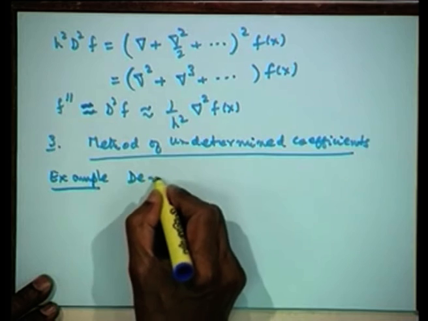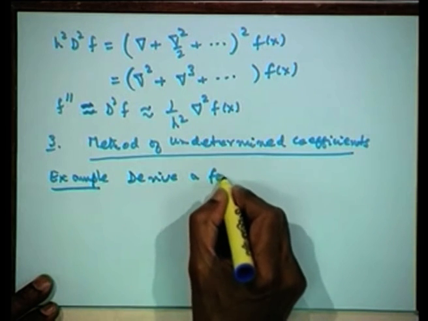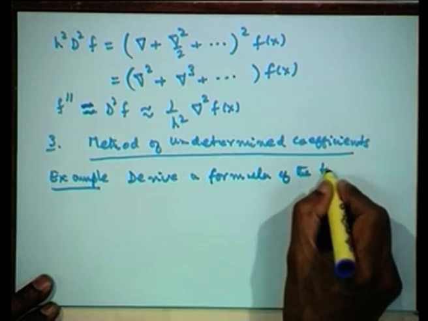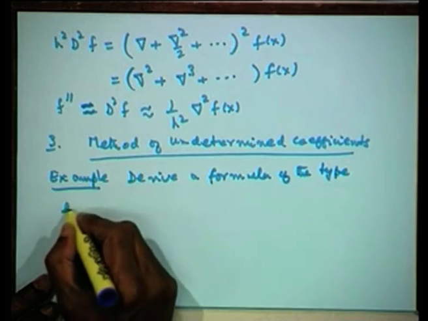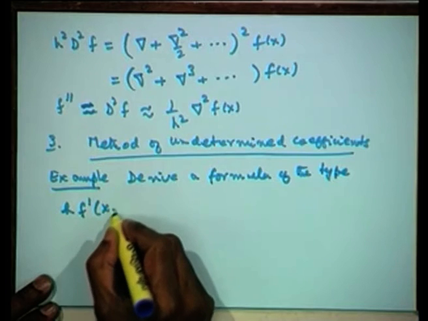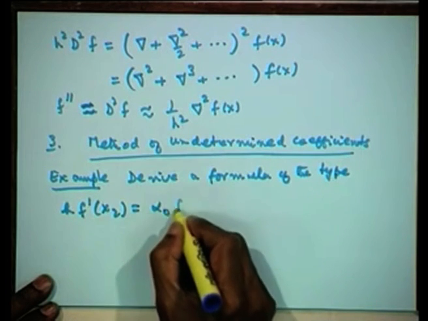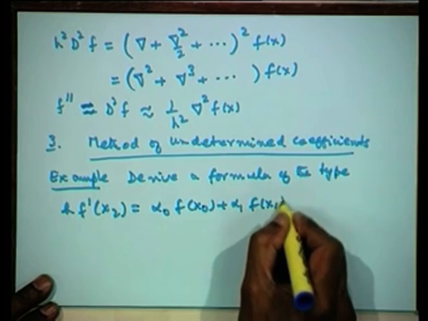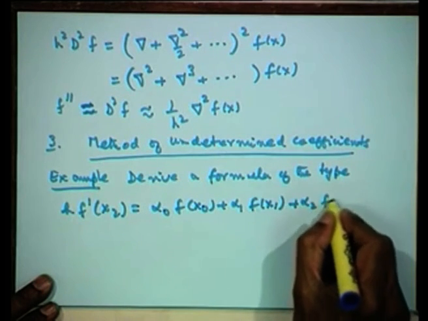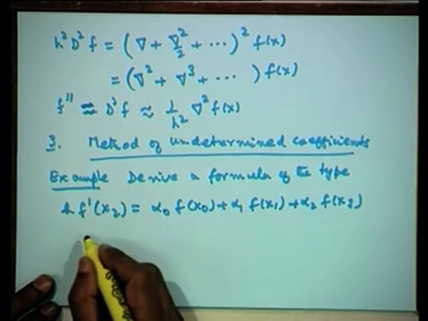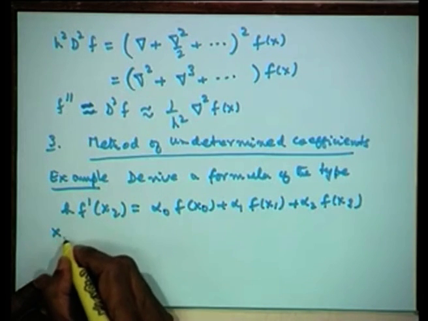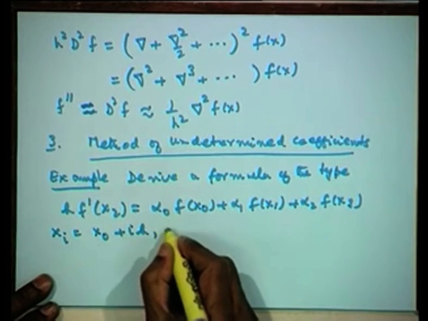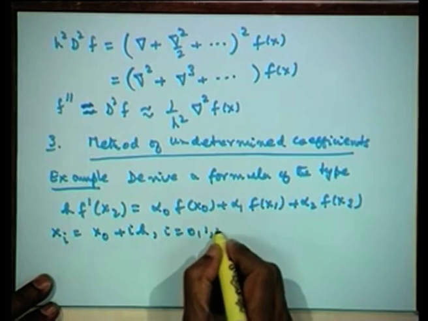Now, derive a formula of the type h f dash x 2 is alpha naught f x naught plus alpha 1 f x 1 plus alpha 2 f x 3, where x i is equal to x naught plus i h, i is equal to 0, 1, 2, 3.